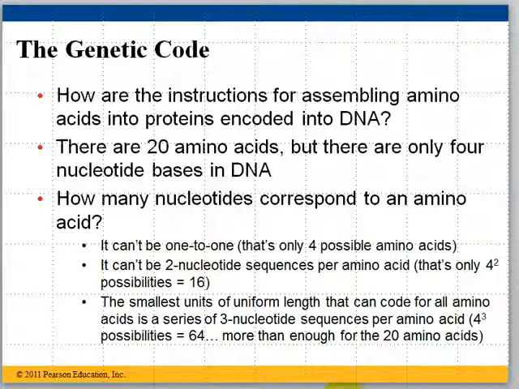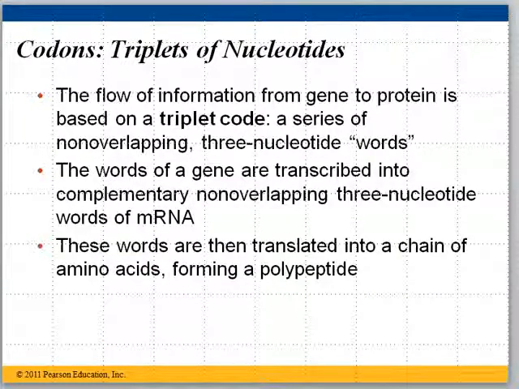This flow of information from the DNA to the RNA and then eventually into an amino acid chain called a protein is based on what we call a triplet code. And of course it's called a triplet code because each one of these codes for an amino acid is basically a series of non-overlapping 3 nucleotide words. So it's taking 3 nucleotides to create this word, this language that will be translated into a particular amino acid.